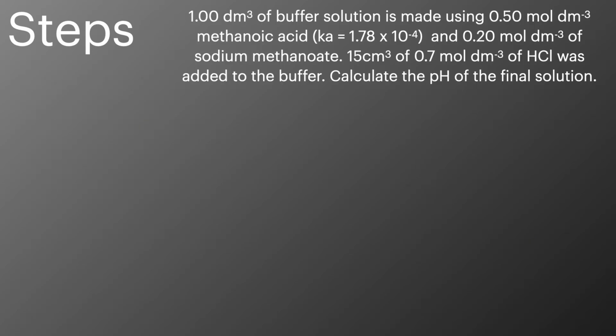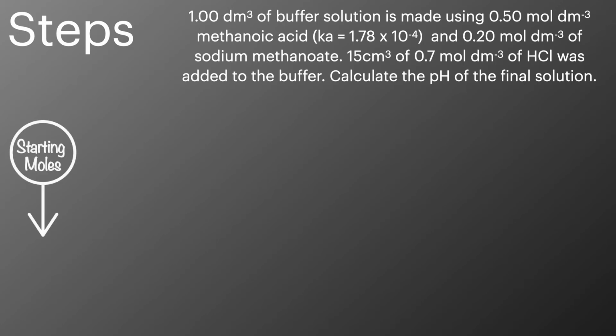We're going to look at this question as an example. We're taking 1 decimeter cubed of a buffer solution which has been made using 0.5 mole per decimeter cubed methanoic acid and 0.2 mole per decimeter cubed of sodium methanoate. And we're going to add 15 centimeter cubed of 0.7 mole per decimeter cubed HCl to it. And then we want to calculate the pH of this final solution.